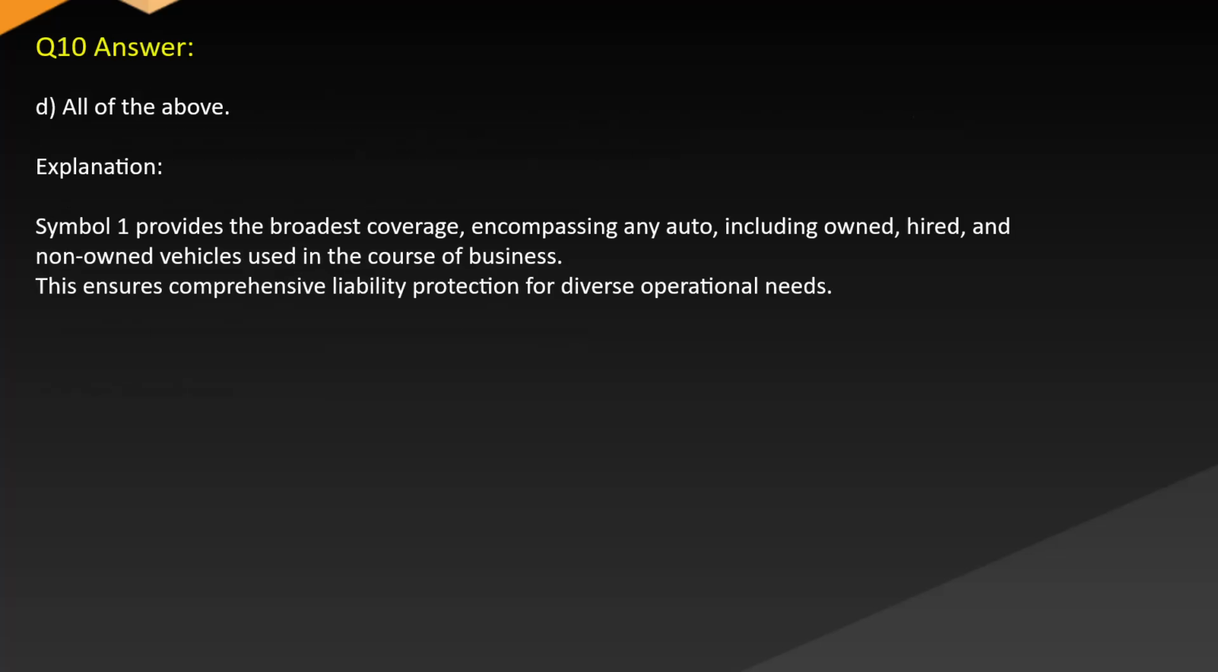Answer: D. All of the above. Explanation: Symbol 1 provides the broadest coverage, encompassing any auto including owned, hired, and non-owned vehicles used in the course of business. This ensures comprehensive liability protection for diverse operational needs.